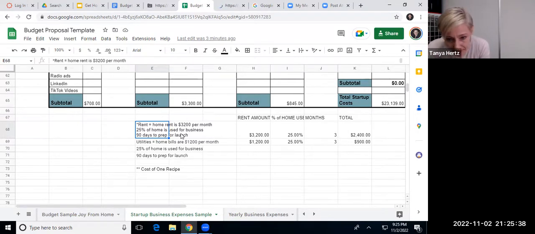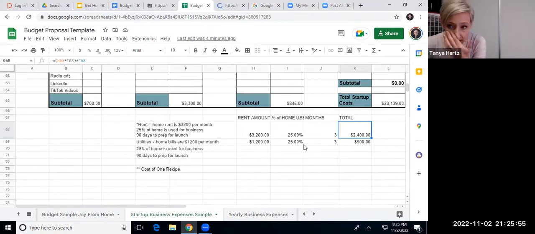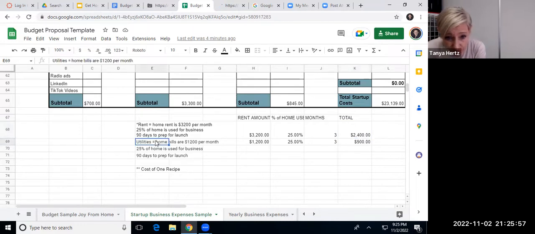And so I just did a little sample here. If this Joanna paid $3,200 a month for rent, she's using about 25% of her home for her business. For those 3 months, that means that she can write off $2,400, or she's paying $2,400 for 3 months of business rental kitchen. Her utilities for her home bills are about $1,200 a month. Same percentage usage for 3 months gives her about $900.